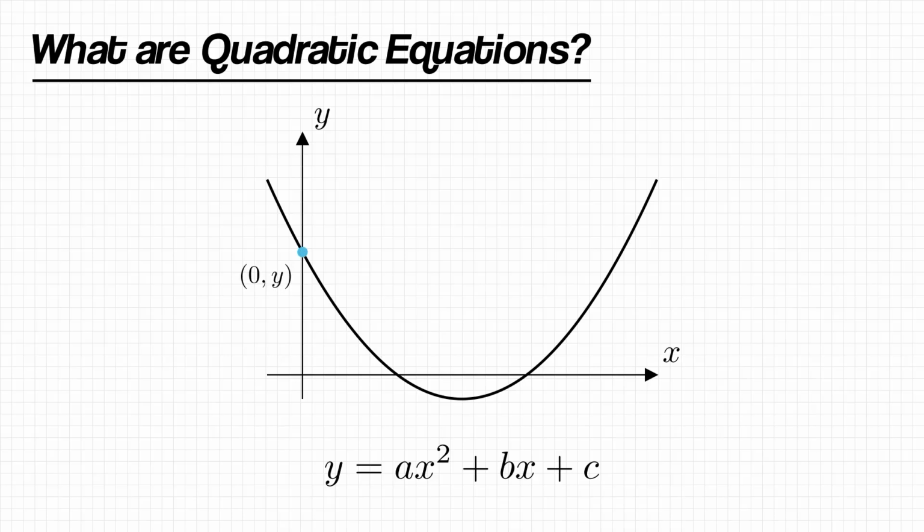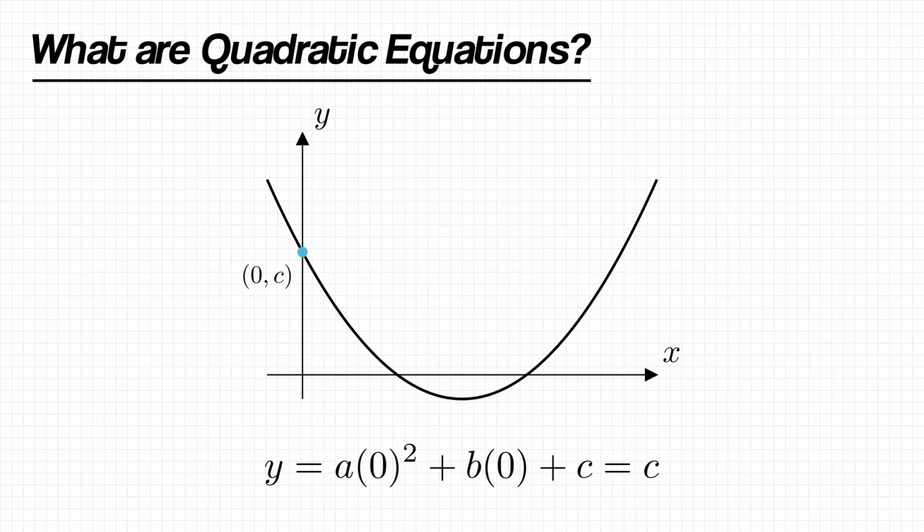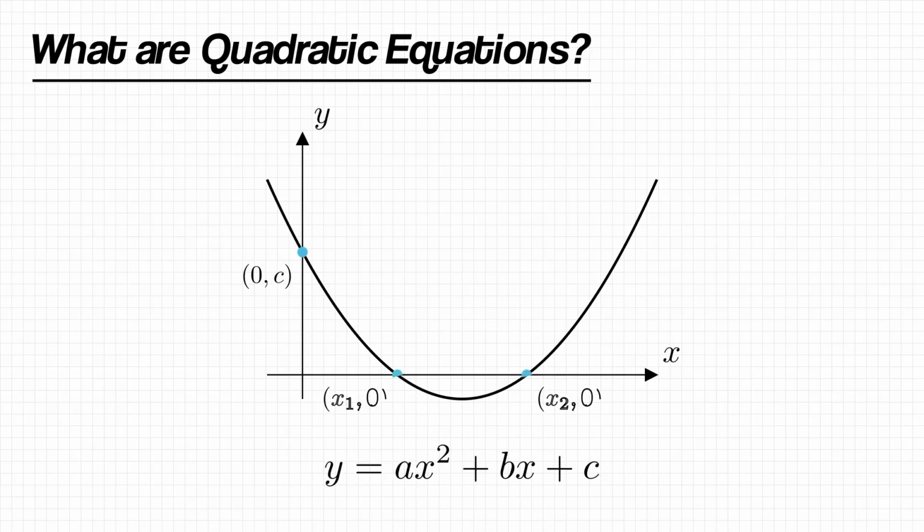We know the y-intercept for any graph occurs when x equals 0. Using the equation, we can see the y-coordinate will always be c. We refer to the x-axis intercepts as the roots of a graph. These always occur when y equals 0. So to find the roots, we need to solve the quadratic equation.